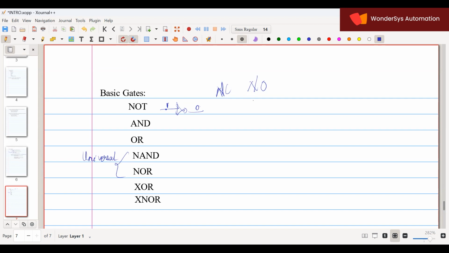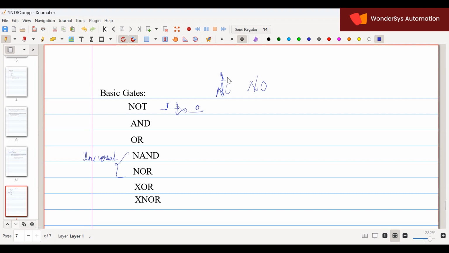NO means 1, NC means 0? No, not like that. It is a switch, right? When you give 1, what happens? When you give 0, what happens? You have to tell it like that, not 0 and 1. NC means opposite. What happens to the NC switch when I give 1? What will be the output? Output 0.